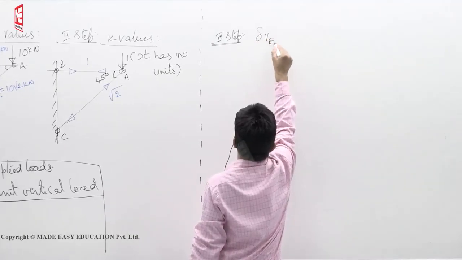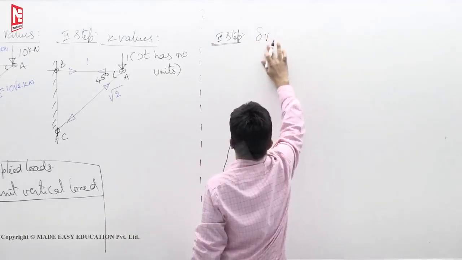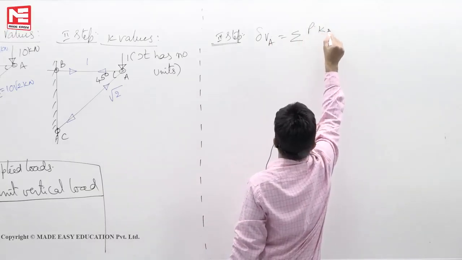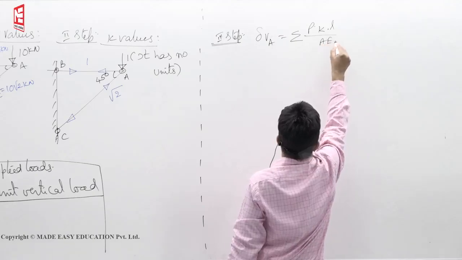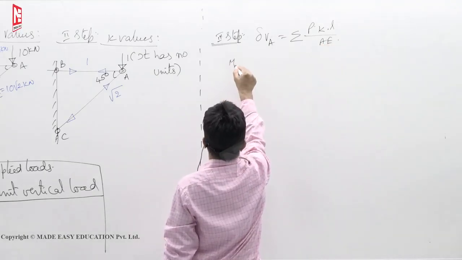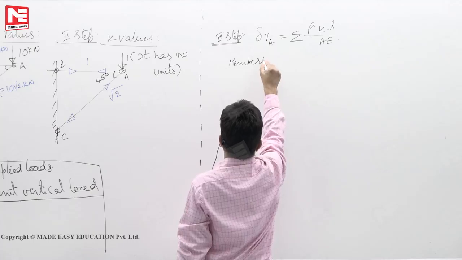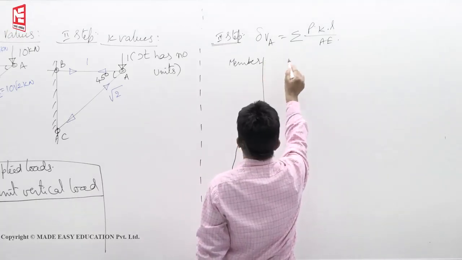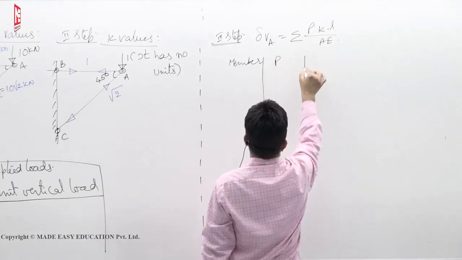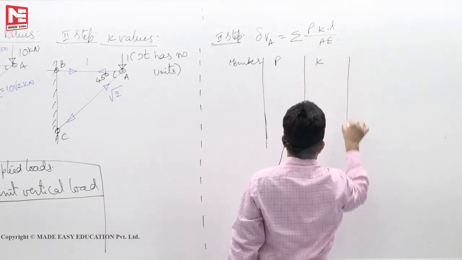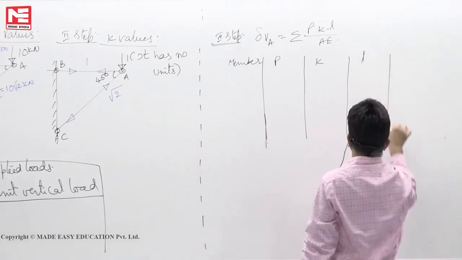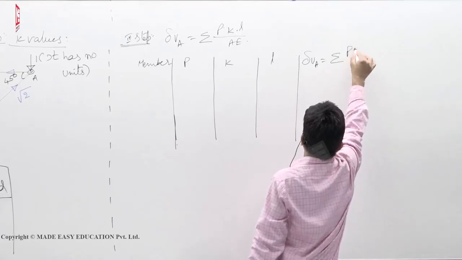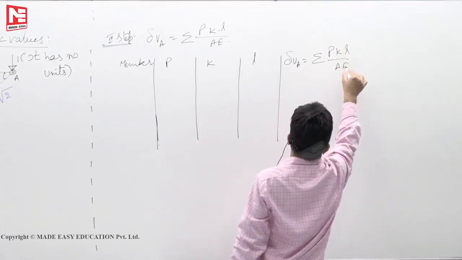Delta vertical displacement of A is nothing but summation of P, K, L by AE. First we'll write the entire thing, we'll table it out, then whatever time you have, we can write. Member, then P, then K, then length, then delta VA, summation of P, K, L by AE.